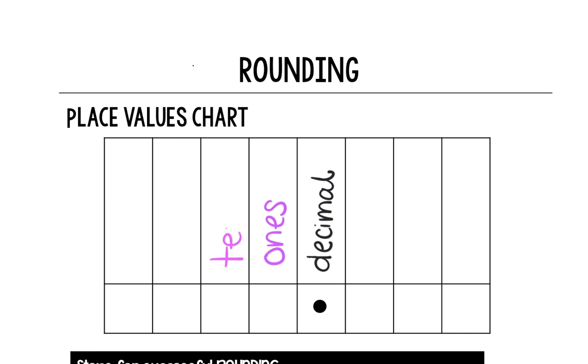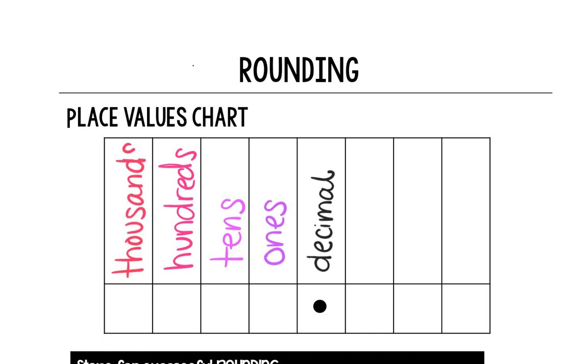Then we have tens, hundreds, and thousands. To the right of our decimal, the first place is the tenths. So the parts are broken down into tenths. 10 tenths makes one whole. Hundredths.